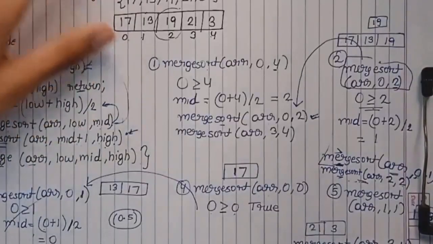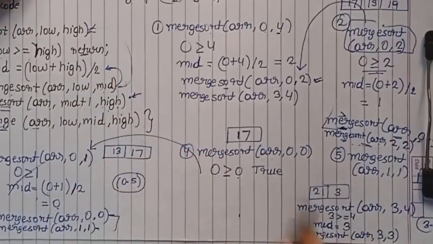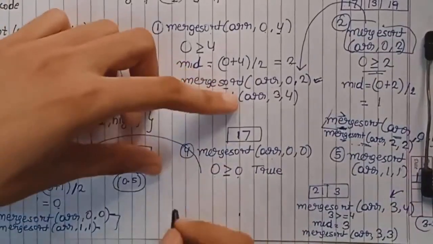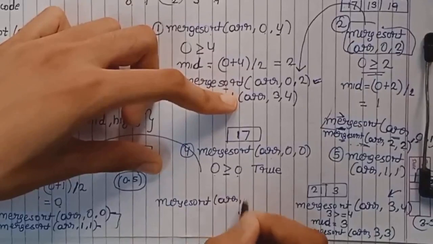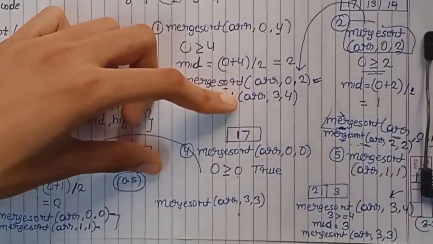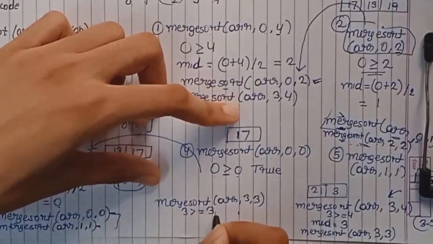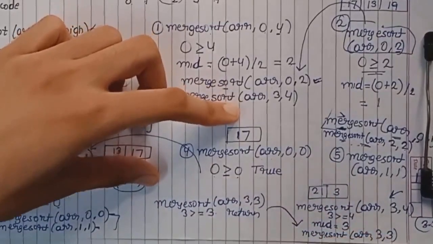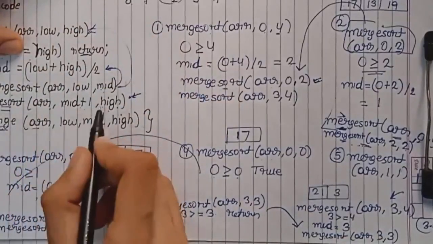And now you can notice that when this code is run for this call, the low, that is 3, is equal to 3, so this function will return to this. If I show you merge sort array 3 3, then you can note that the condition, 3 greater than or equal to 3, is true for this, and now this function will again return to this. And now let us see what is the next call. The next call is merge sort array mid plus 1 high.